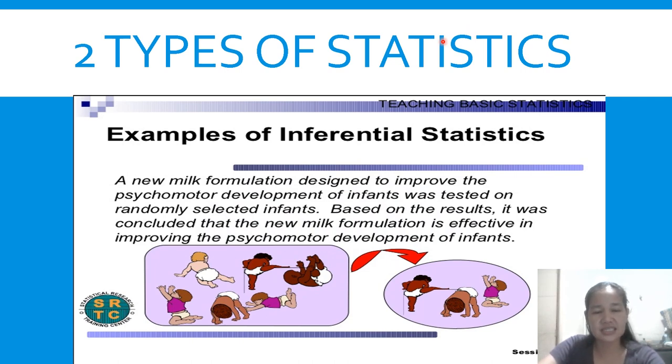An example of inferential statistics is a new milk formulation designed to improve the psychomotor development of infants that was tested randomly. And based on the result, it was concluded that the new milk formulation is effective in improving the psychomotor development of infants. So after getting the samples and testing it in the random samples, we get the data. The data gathered will give a conclusion. We can make a conclusion out of the sample data that the milk formulation is effective in improving the psychomotor development of the infants.